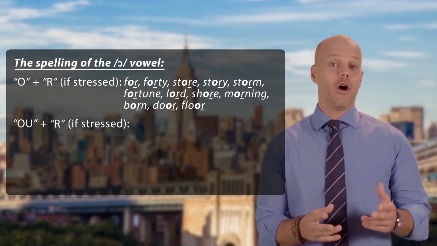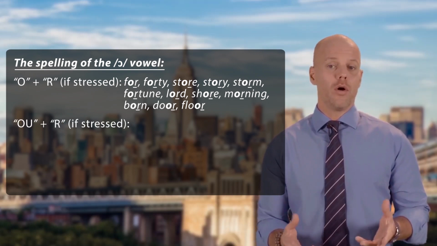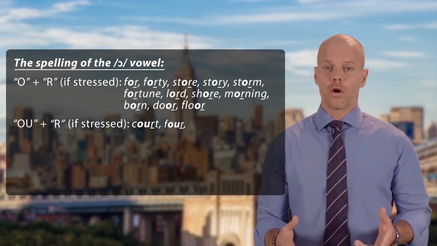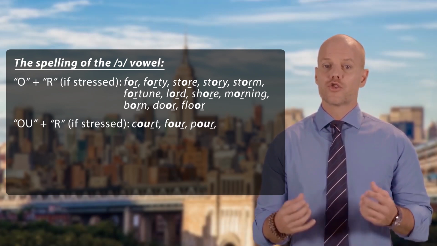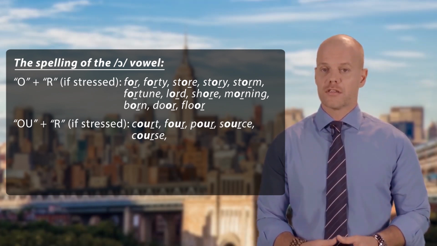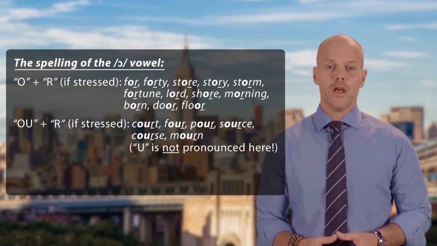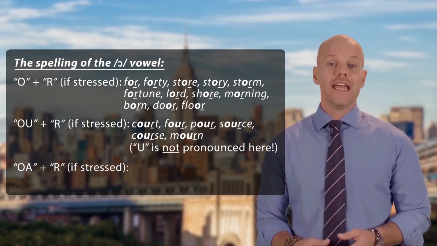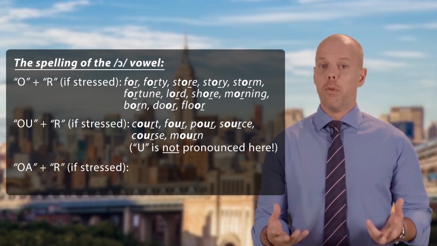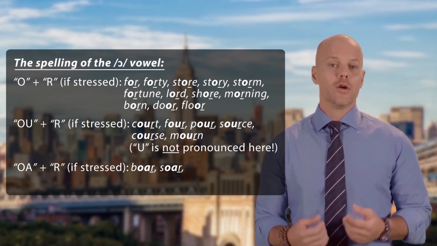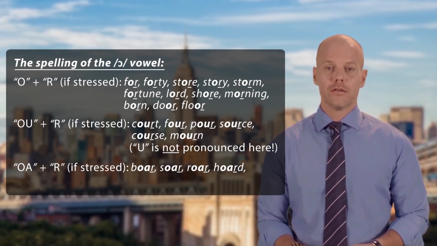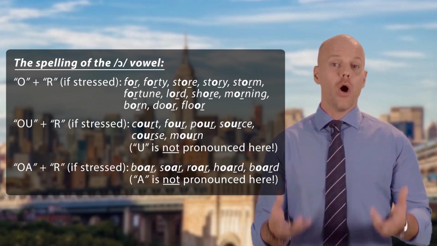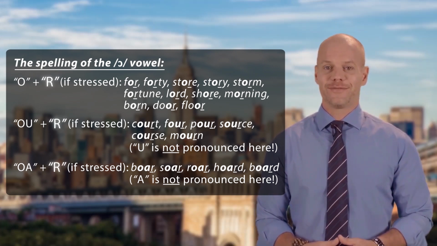OU, followed by an R, is usually pronounced as O if it's a stressed syllable. Port, for, pour, source, course, mourn. OA followed by an R is usually pronounced as O if it's a stressed syllable. Bore, soar, roar, hoard, board. As you can hear, the O sound is always followed by an R sound.